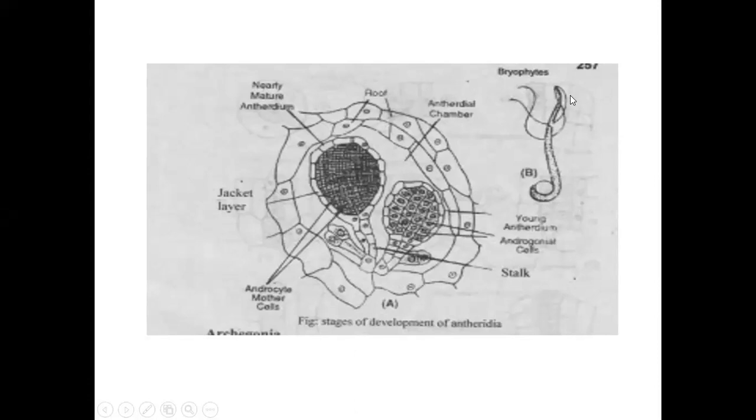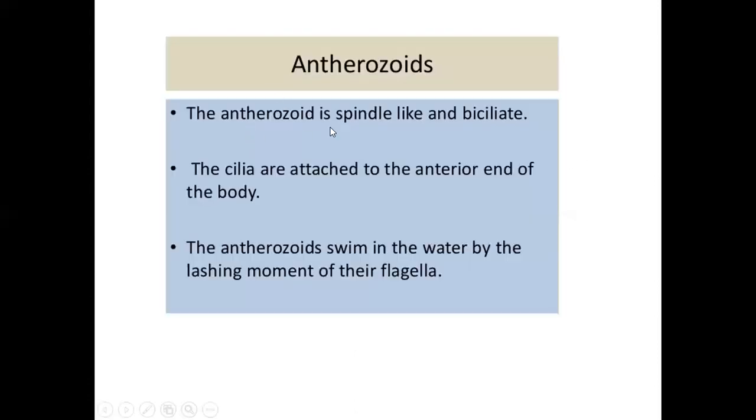It is a very important point in Anthoceros. The antherozoids are spindle-shaped and they possess two flagella, or we call it biflagellated or biciliate, at the anterior end of the antherozoid. With the help of that flagella, they will swim in the water and reach the archegonia, which is the female sexual organ.